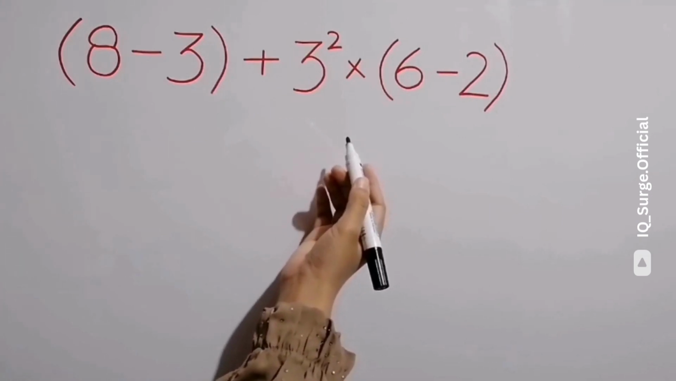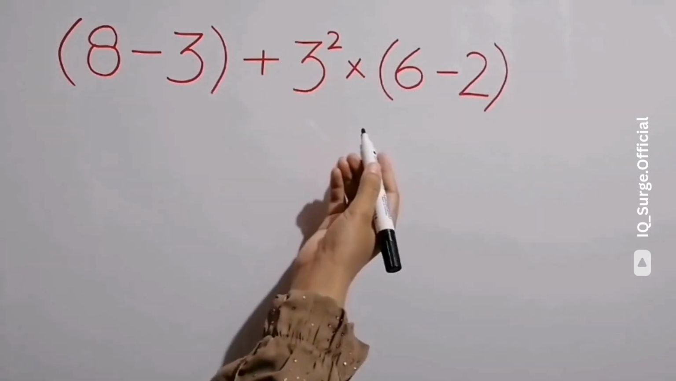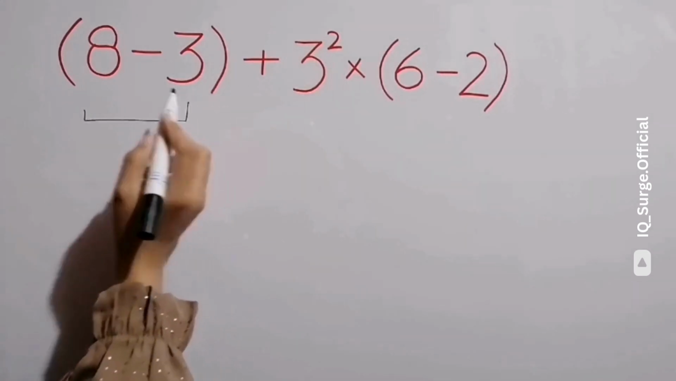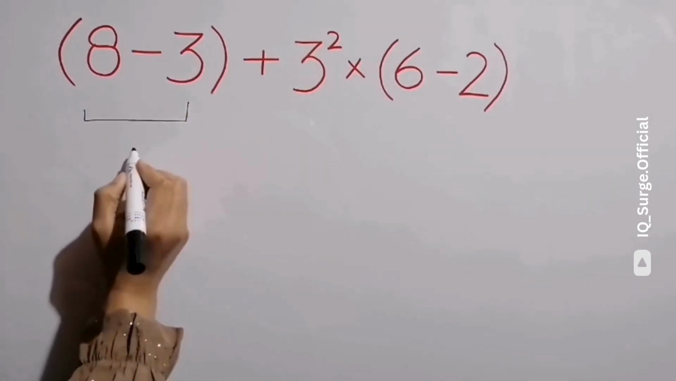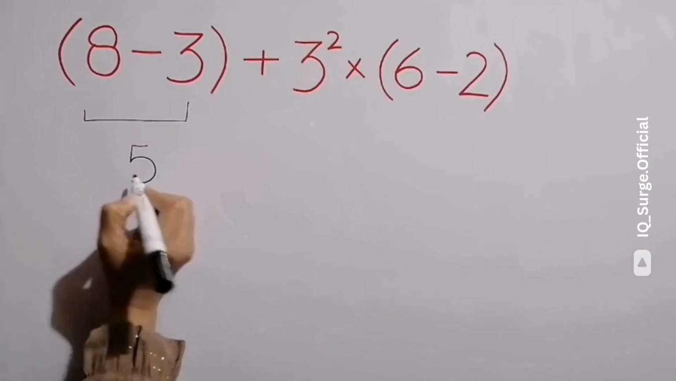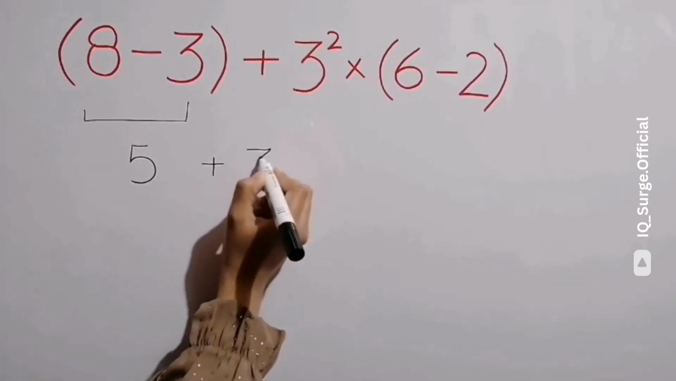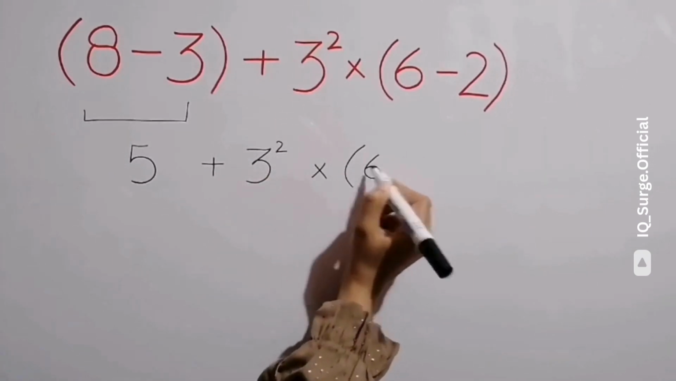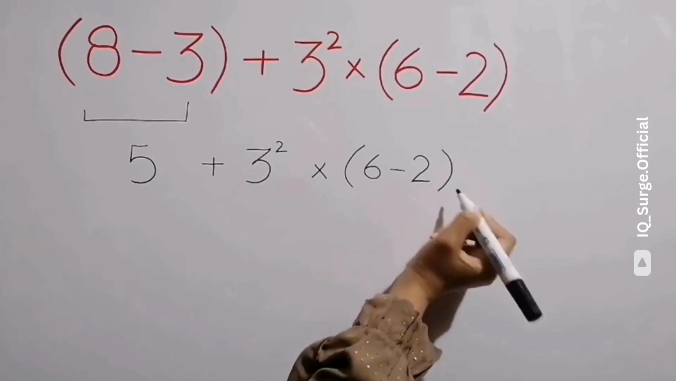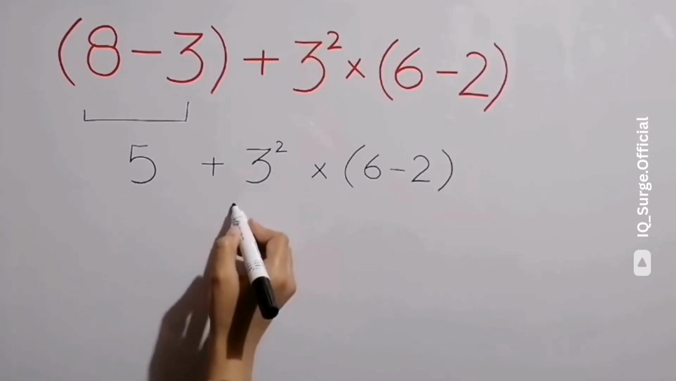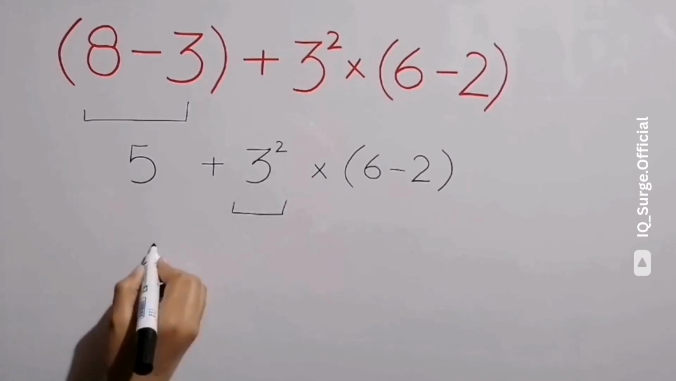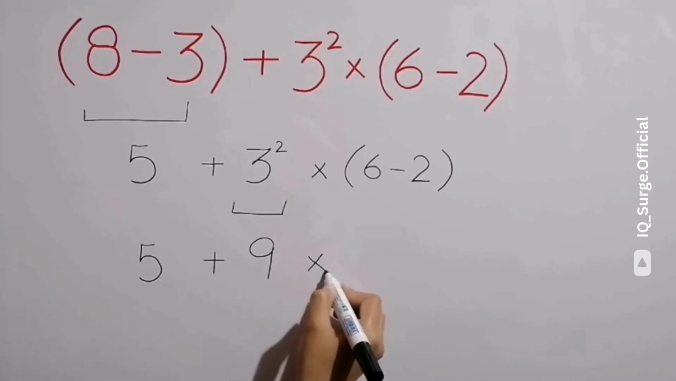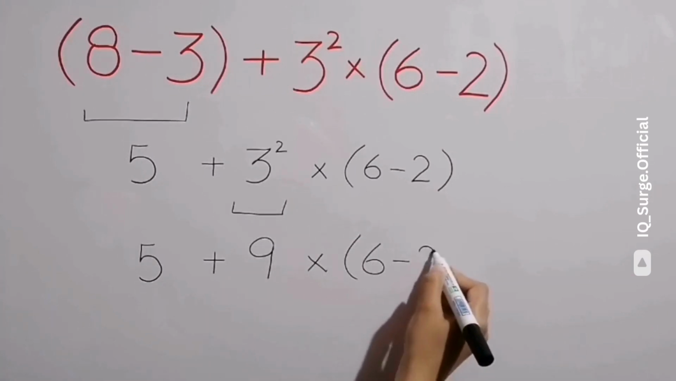The first step to solve this question, most people will start with the expression inside the first parenthesis, and simply write it as 8 minus 3 equals 5, plus 3 to the power of 2, multiply by (6 minus 2). Next, they usually move on to the exponent and replace it with 5 plus 3 to the power of 2 equals 9, then times (6 minus 2).